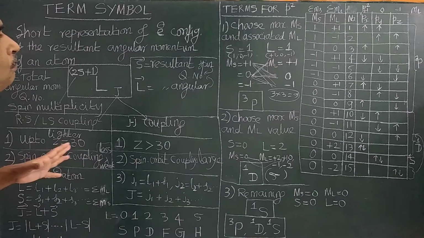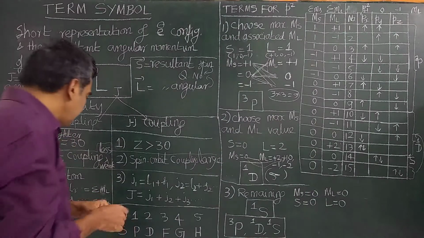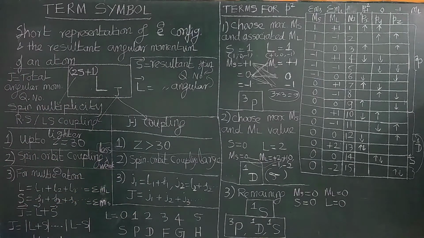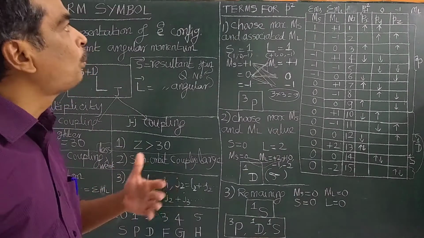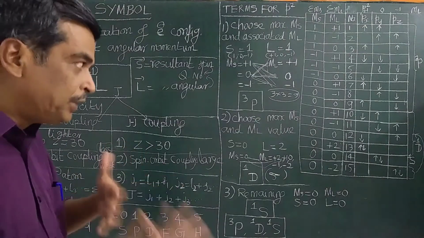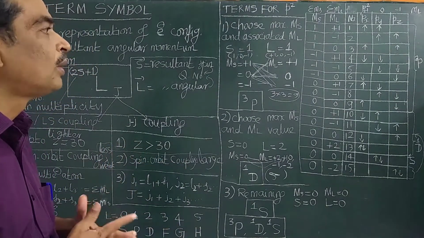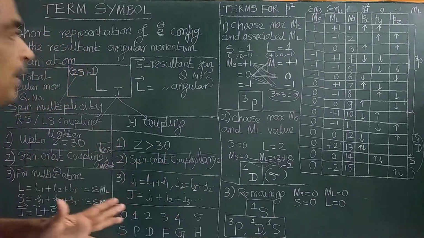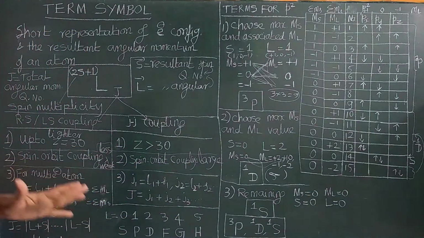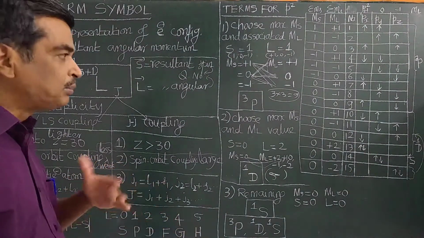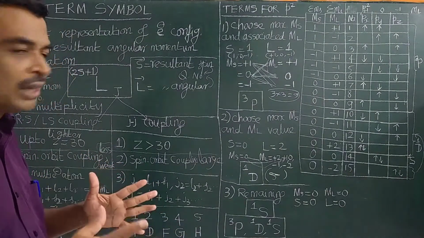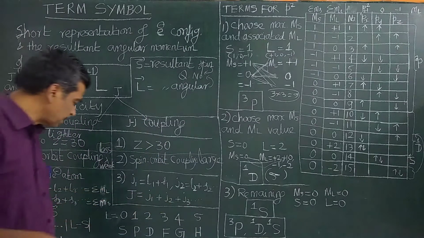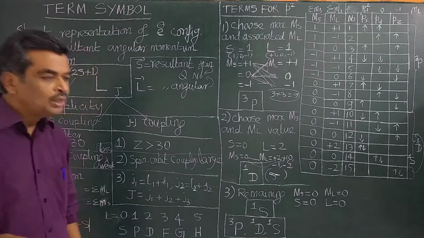So we have studied the term symbols: what term symbols are, and how they are applied to obtain the spectroscopic terms for p2. Similarly, we can obtain them for d2, d3, d5, or any configuration. So please understand, this is very important. Based on this, they will ask different types of questions. If you understand the fundamentals, you can answer any question. That is my advice to you. Thank you for watching.